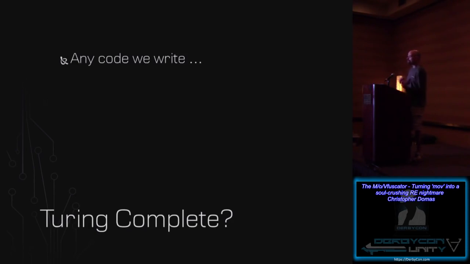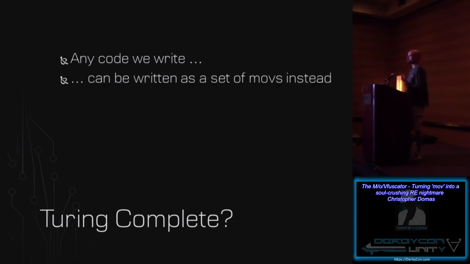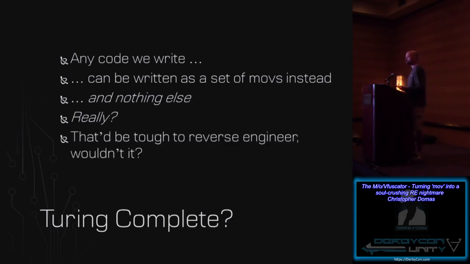Well, it means that any code that we write could be written as a set of moves instead, and absolutely nothing else. But the more you think about that, the more impossible it seems. When you think of all the incredibly complex things our code has to do, like arithmetic and comparisons and branching and function calls and exception handling, you're telling me that we can do all of that with just moves? That seems impossible. But if move is Turing complete, then it has to be true. And the more I thought about that, the more I realized that'd be kind of hard to reverse engineer, wouldn't it, if something was written in only move instructions?